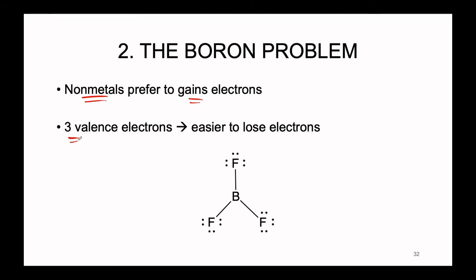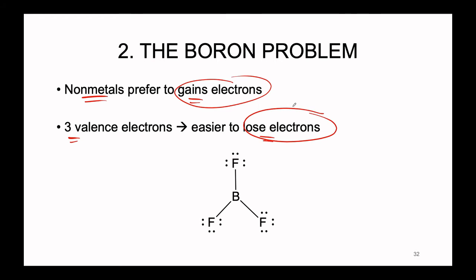And as we've talked about before, we're always trying to find that path of least resistance. What is the easiest way to reach the octet? It's easier for boron with its 3 valence electrons to actually lose electrons in order to satisfy its octet. So here we have 2 competing natures inside of boron. And as a result, it doesn't really pick. It's kind of caught in the in-between.